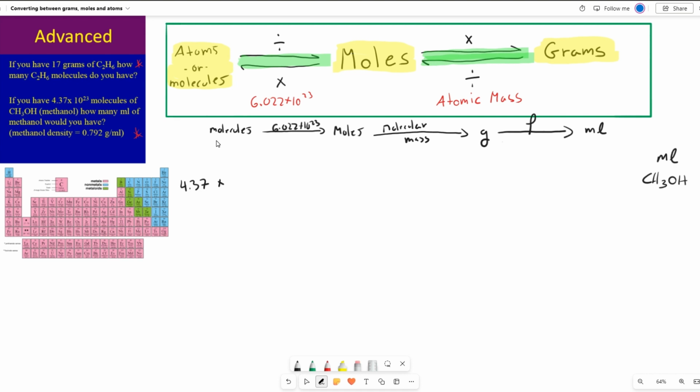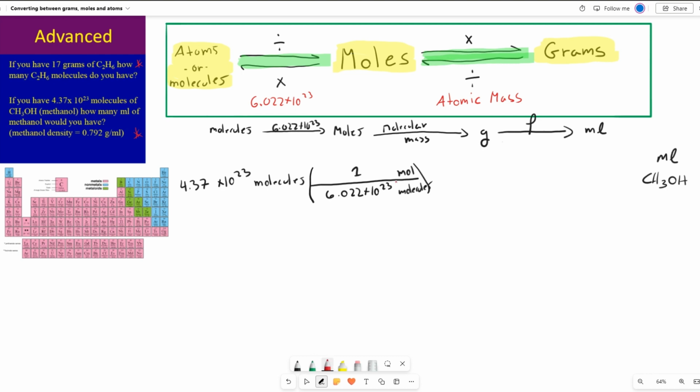So we have 4.37 times 10 to the 23 molecules. And we're going to need to use Avogadro's number to convert to moles. Molecules on the bottom, moles on the top. See how it is easy to mix up those two terms? That's why you got to write them out. For every 1 mole, you're going to have 6.022 times 10 to the 23rd molecules.